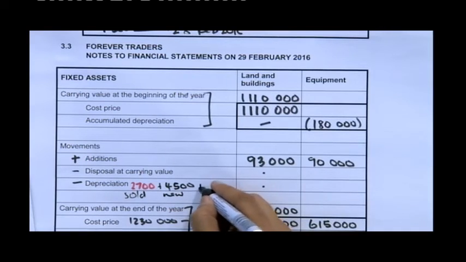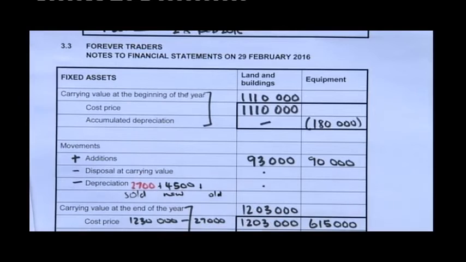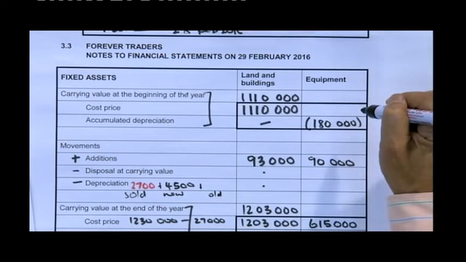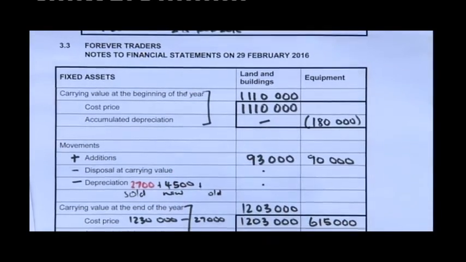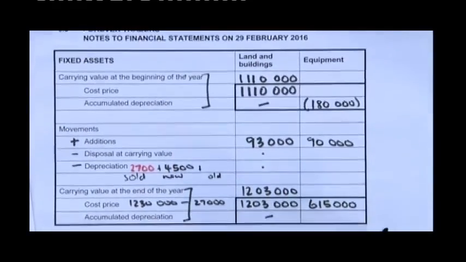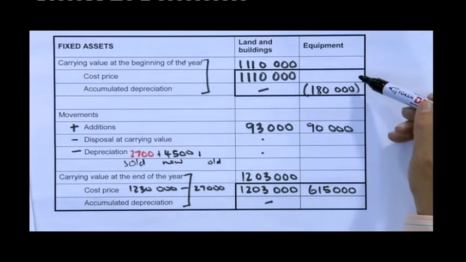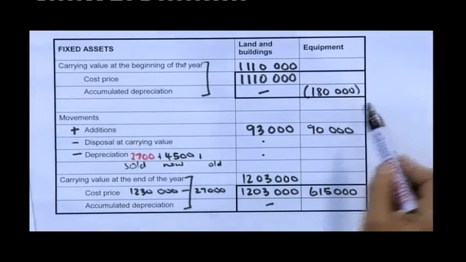Okay, then there should still be depreciation on the old equipment that we had besides the 60,000 that we had at the beginning of the year. So what do we see over here? We have a problem because we are struggling to calculate the cost price of the equipment at the beginning of the year. But once we have all the information, hopefully we should be able to get it.